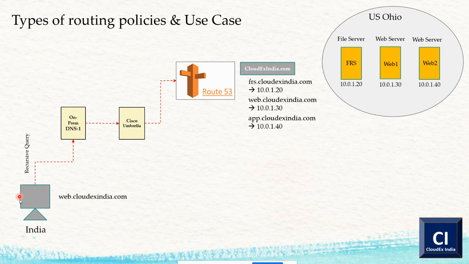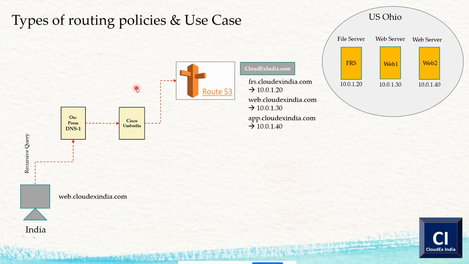Okay. So take an example: if the client sends a query for web.cloudxindia.com, you can set up a DNS server which only forwards your query. There will not be any record or zone available. It simply helps you forward the query to Cisco Umbrella. Cisco Umbrella now forwards your query to Route 53, and then Route 53 gives you the response for web.cloudxindia.com, because I have created a record over here and there is a service. Okay, and you can get the response from Route 53 here.